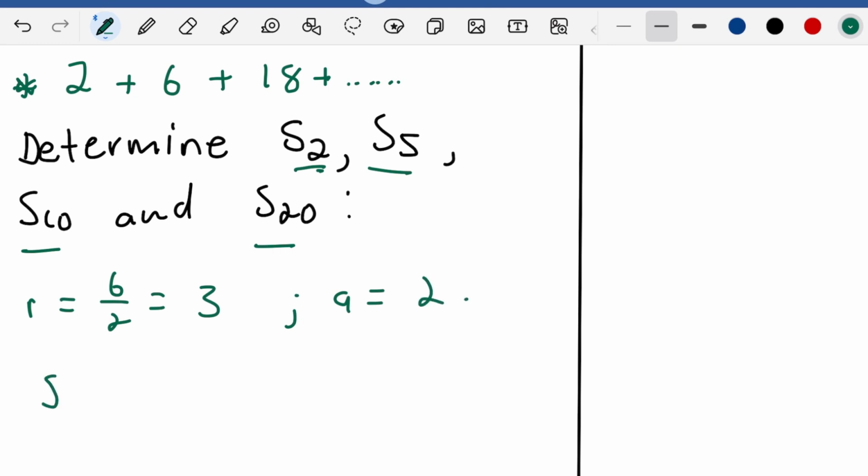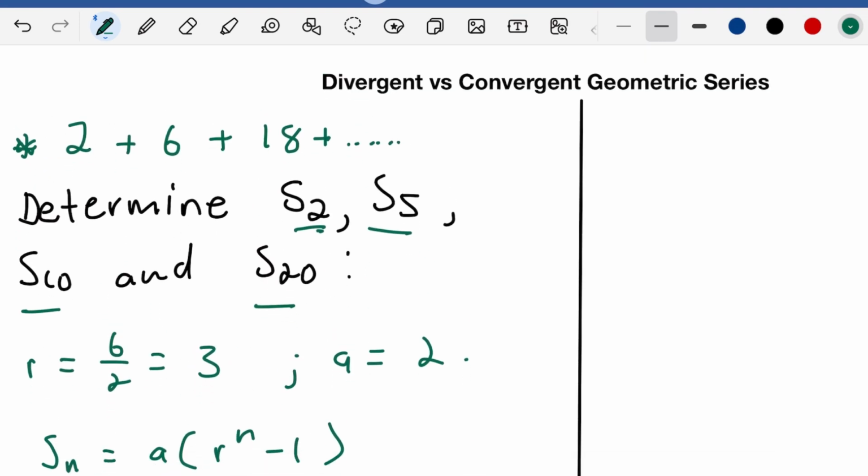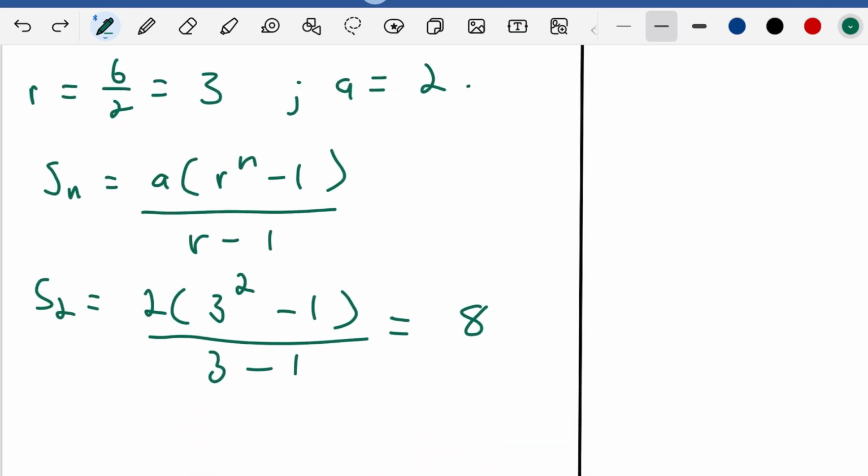Now we know that the sum of the first n terms of a geometric sequence is a into r to the n minus 1, all divided by r minus 1. So the sum of the first two terms, for example, would be 2 into 3 to the power of 2 minus 1, all divided by 3 minus 1. Now that should give you 8. But you can also just manually find the sum of the first two terms by adding 6 and 2.